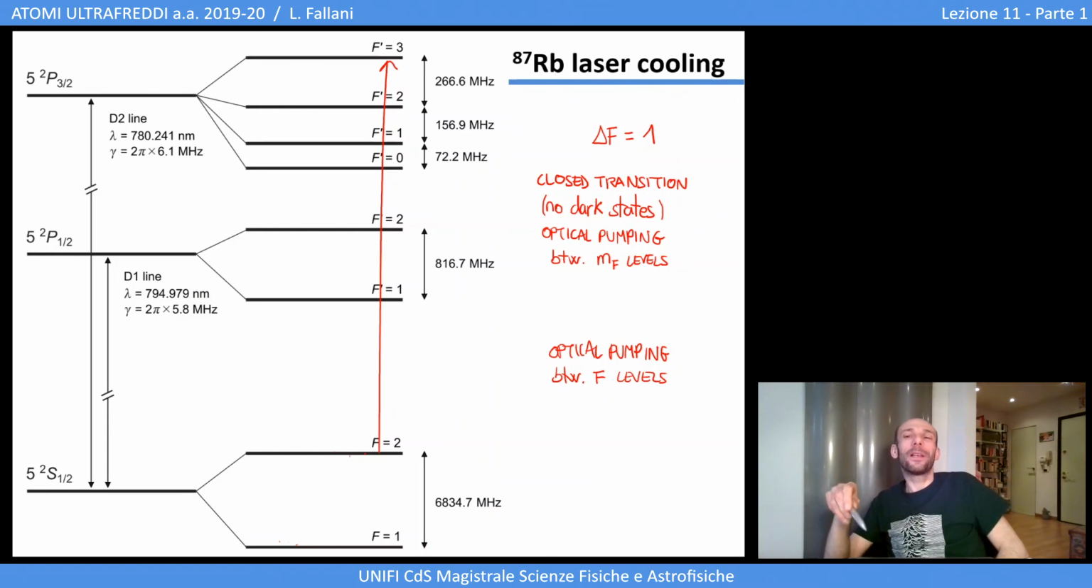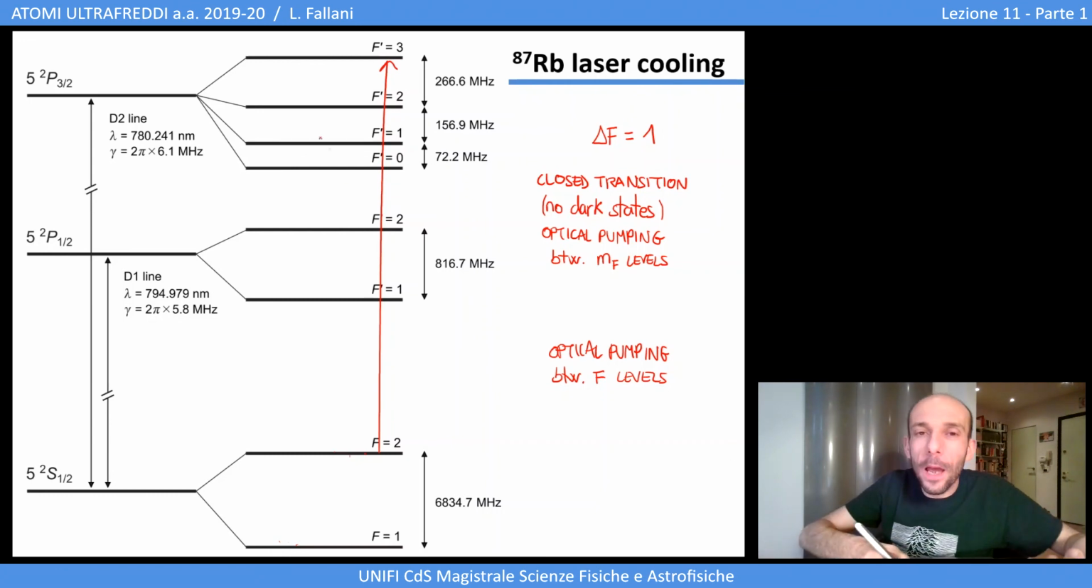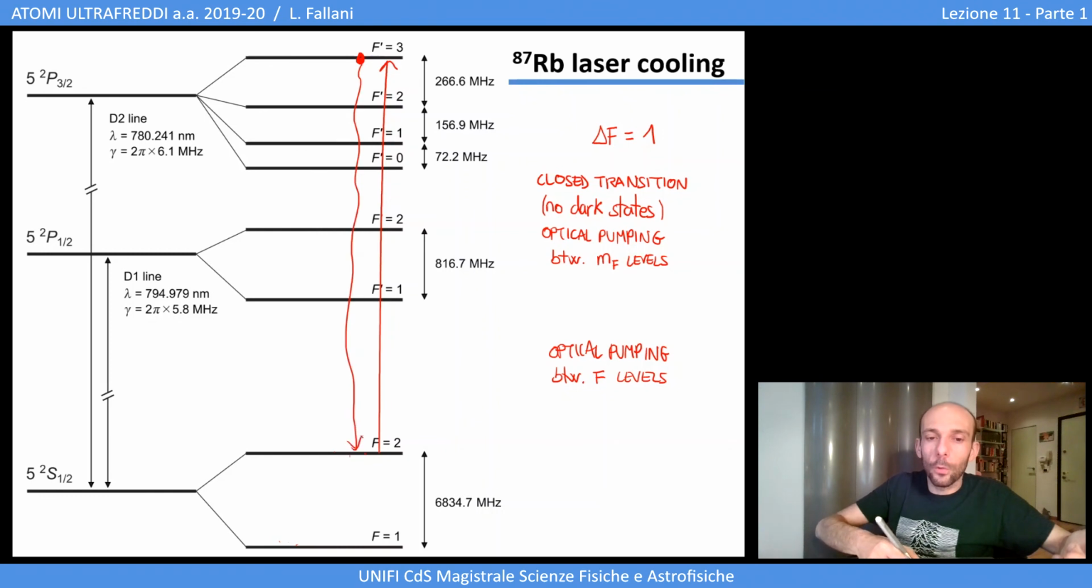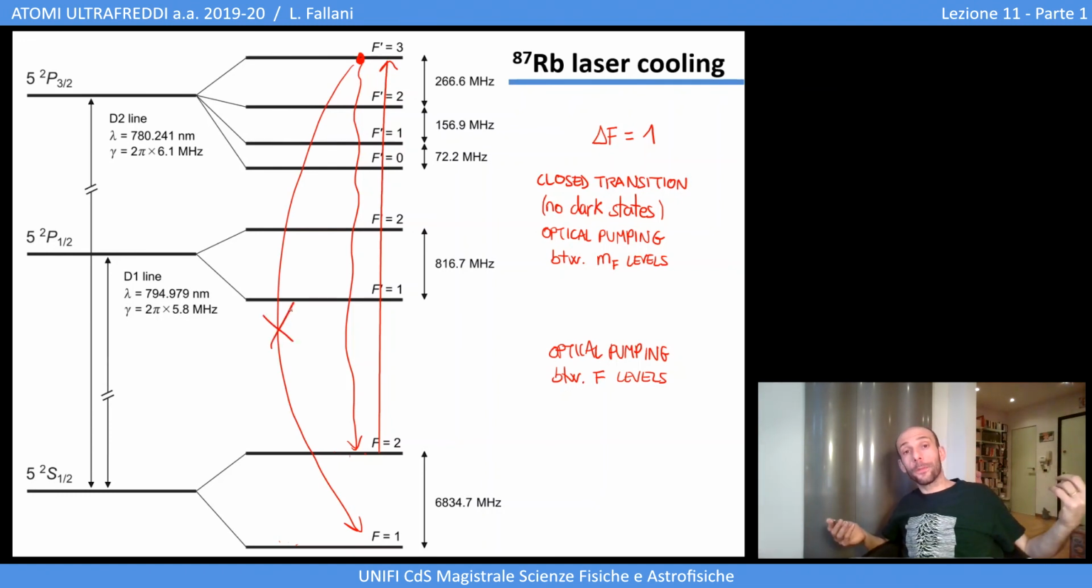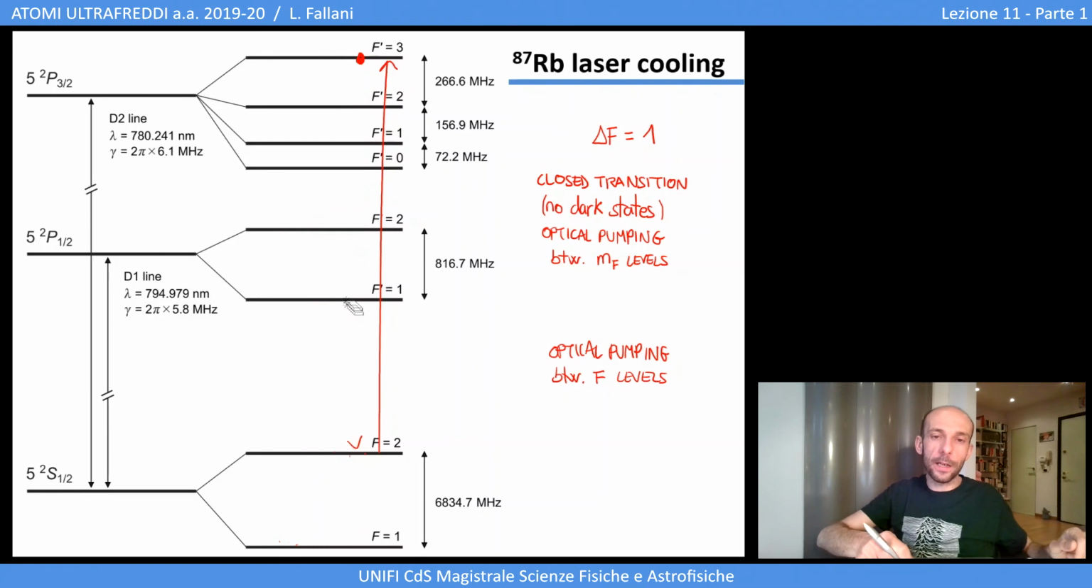Why? Because it is a closed transition if we consider optical pumping within the hyperfine manifold. But also, since the upper state is an f prime equal 3 state, from f prime equal 3 the atom can decay only to f equal 2. So it cannot decay to f equal 1 because this would violate selection rules, because this would be a delta f equal 2 transition. So this transition is good. So 1 out of 10 possible choices is good for laser cooling.